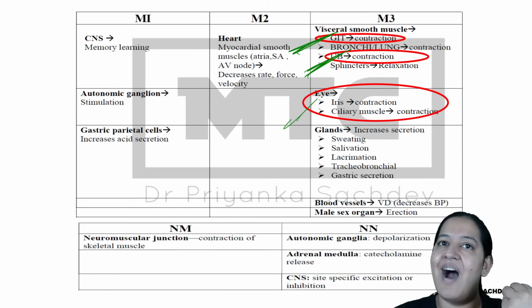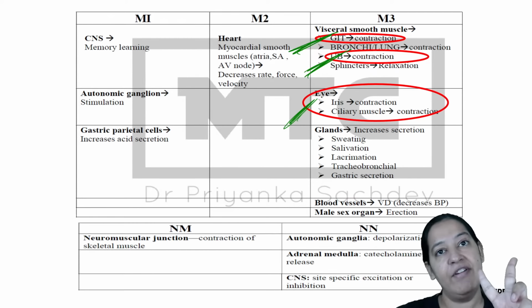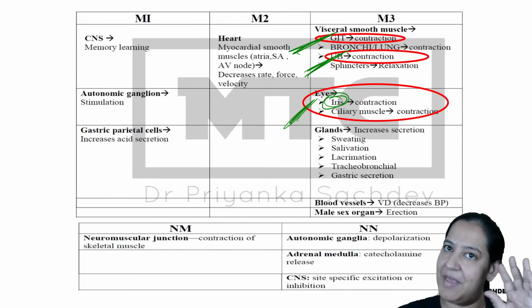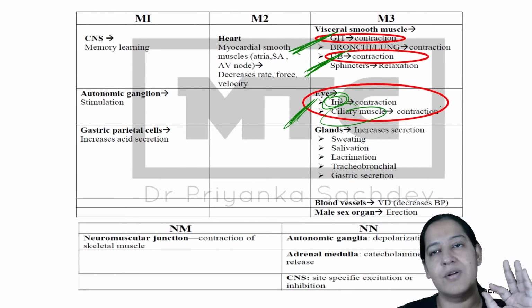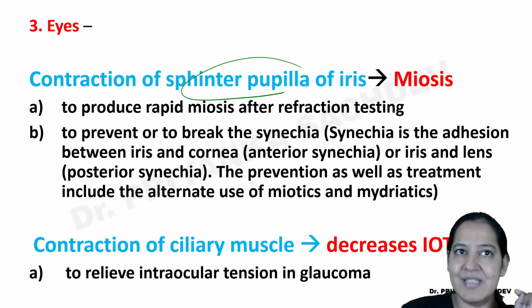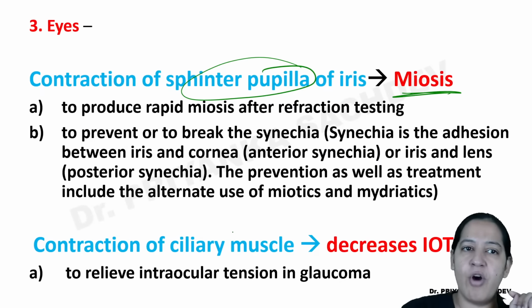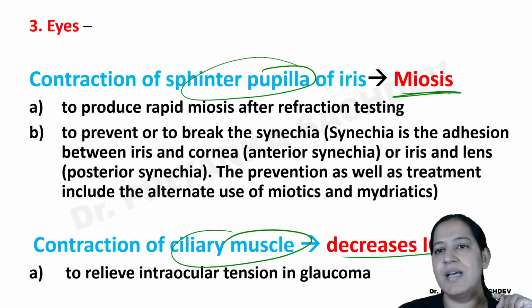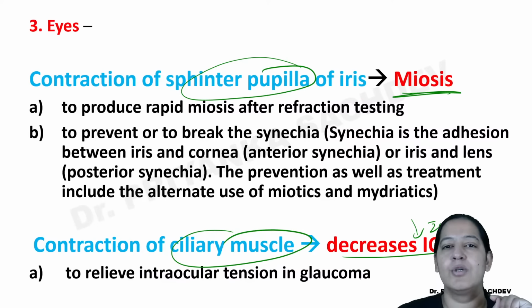Coming to the third thing, the eye. In the eye we have two things. Iris muscle contraction is causing meiosis and ciliary muscle contraction is causing decreased IOT. Yes or no? Because of contraction of the iris muscle, it is causing meiosis, and because of contraction of the ciliary muscles, it is decreasing IOT. Since it is decreasing IOT, it is useful in glaucoma.